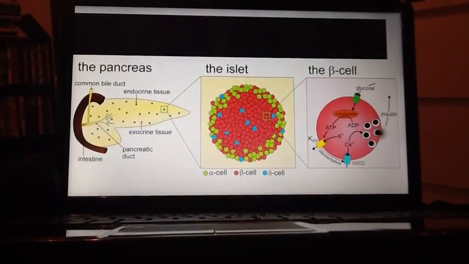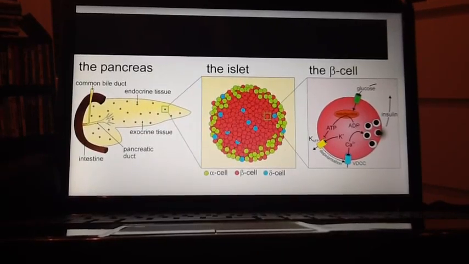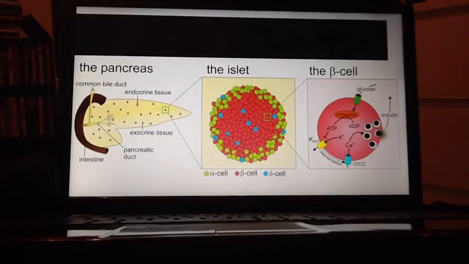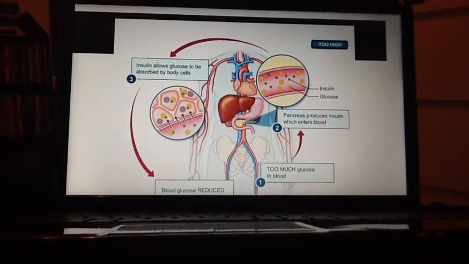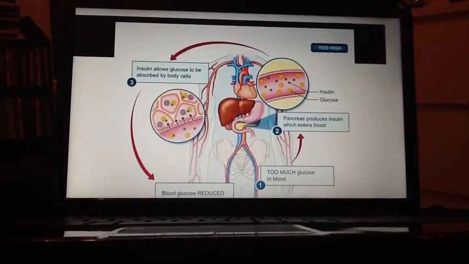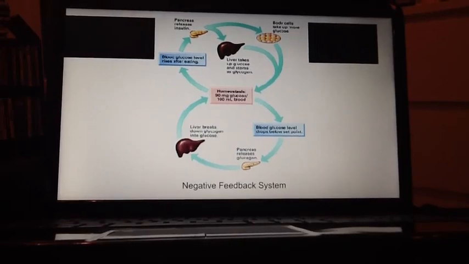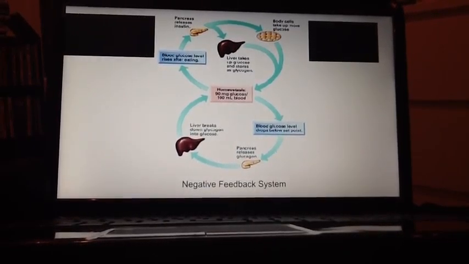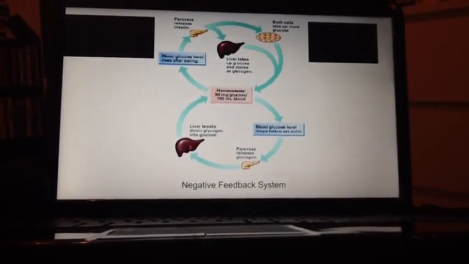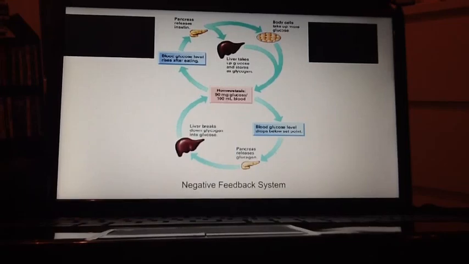Hyperglycemia is a condition in which there is an excess of glucose in the blood and occurs when the body does not have enough insulin or cannot synthesize the insulin it does have. Basically, when there's too much glucose in the blood, the pancreas produces insulin, and the insulin allows glucose to be absorbed by the body. In short, when blood glucose levels rise after you eat, the pancreas releases insulin that body cells take up to make more glucose, and the liver takes up glucose and stores it as glycogen.